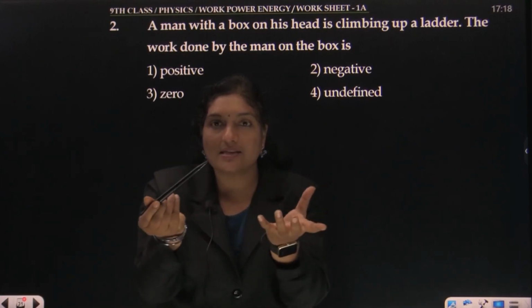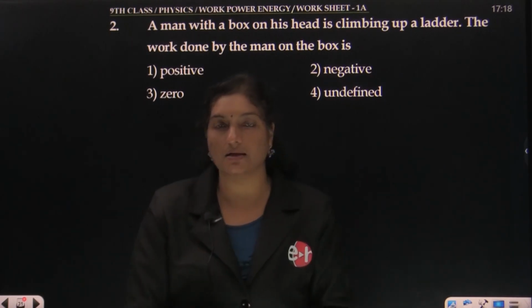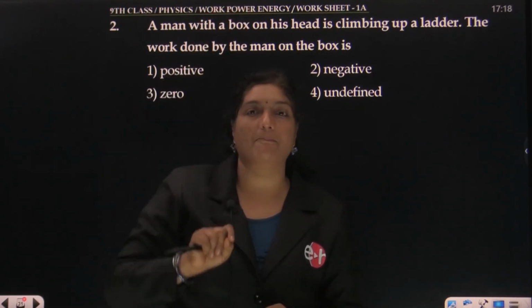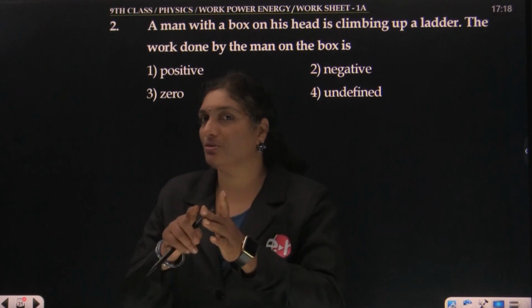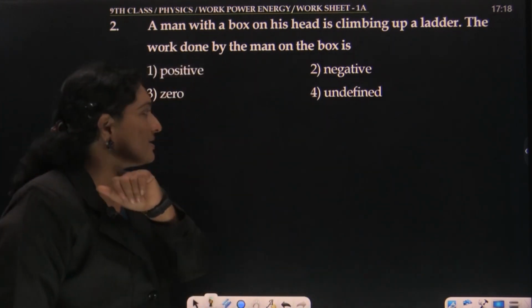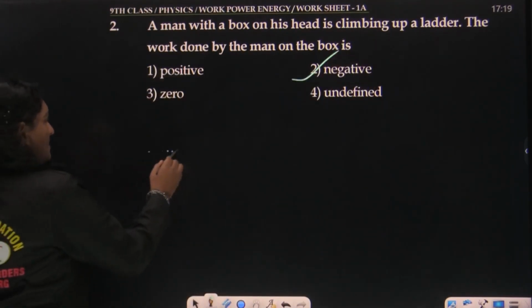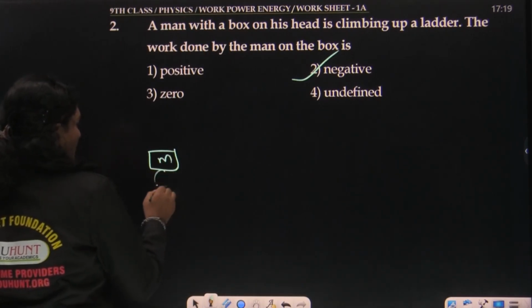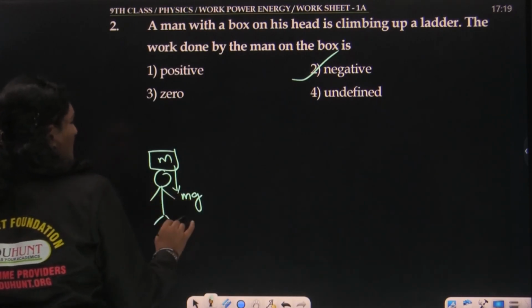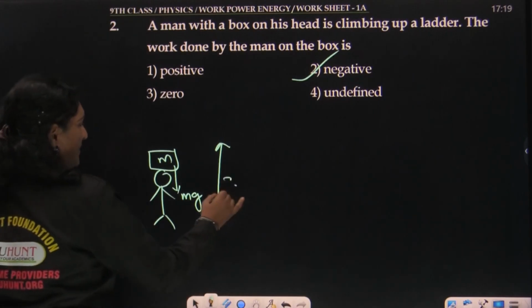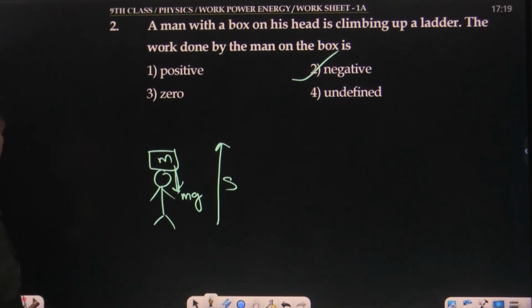If you simply leave this load, which direction will it move? Obviously downwards. So the force on the body is acting downwards, but the person is climbing the steps in the upward direction. The weight of the body is acting downwards, the motion of the body is upward. So both are acting in opposite directions. So in this case, the work done is said to be negative. Okay. So this is the load, mass M. Here is your person. The weight is acting downwards, whereas the person is climbing upwards. Displacement is upwards, weight is downwards. Hence, work done is negative.